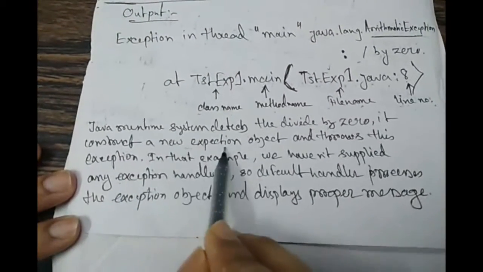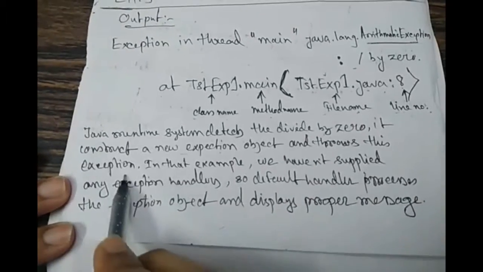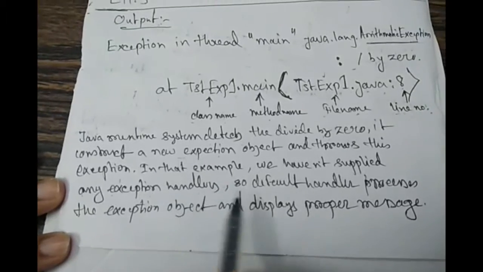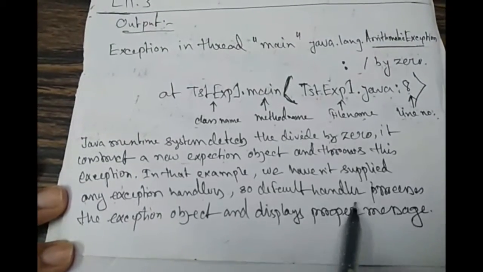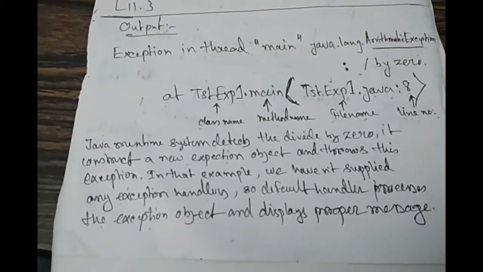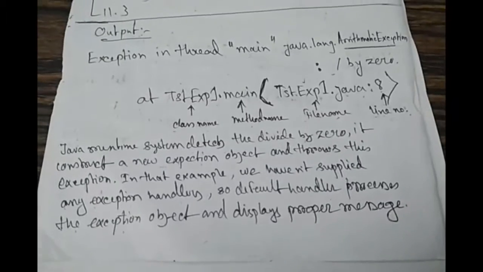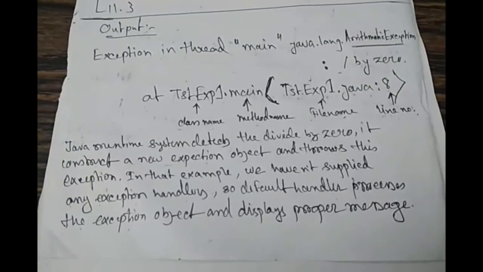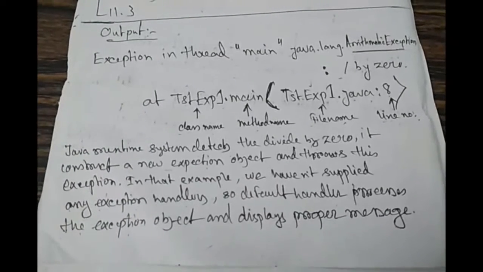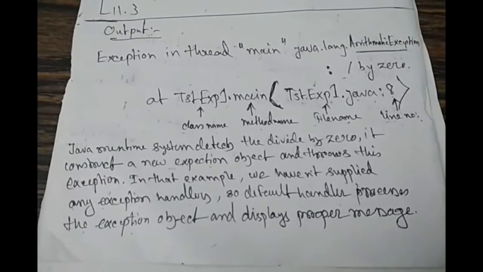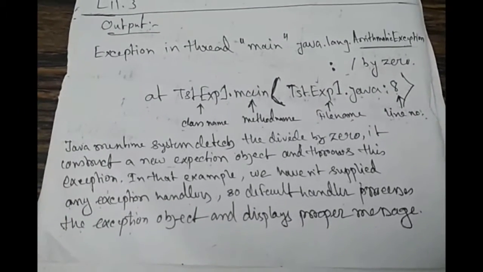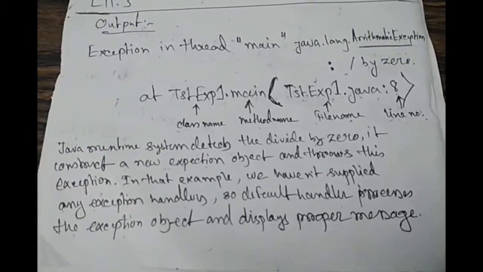It constructs a new exception object and throws this exception. In that example, we have not supplied any exception handlers. So the default handler processes the exception object and displays the proper message. So if we are not using any exception handling mechanism, Java default exception handling will occur, catch the exception and throw the error message, and that is the example of the default exception handling method.